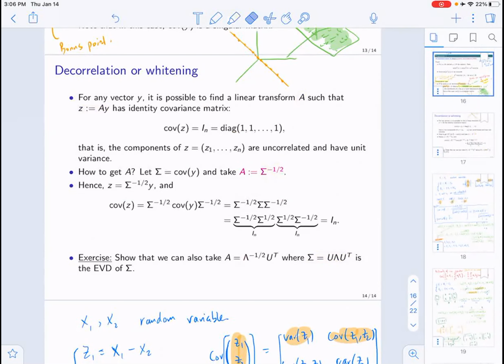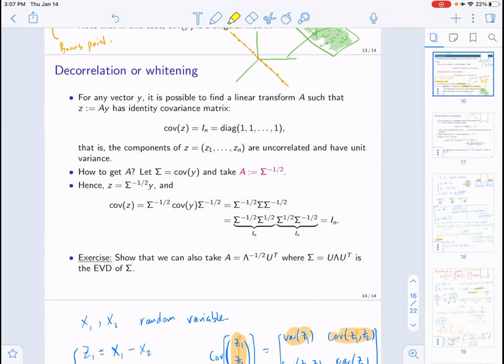But the point of this is not the spectral decomposition. It's just that there exists a matrix that you can construct such that, for any Y, if you apply this transformation, which depends on the covariance matrix of Y, you get a vector whose covariance is identity. That's the goal of this exercise. Okay, awesome. Thank you. No problem. Any other questions?